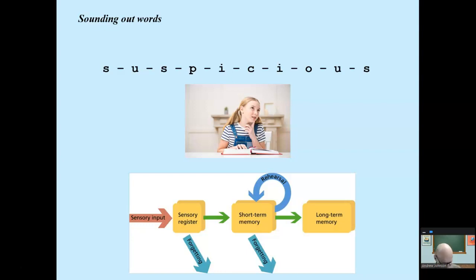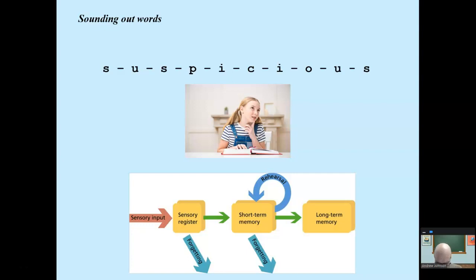And by the way, what do we do when children are reading out loud and they come to a word they don't recognize? What do we say? We say, sound it out. Sound it out, as if they hadn't thought of that. If they could sound it out, they wouldn't have stopped in the first place.